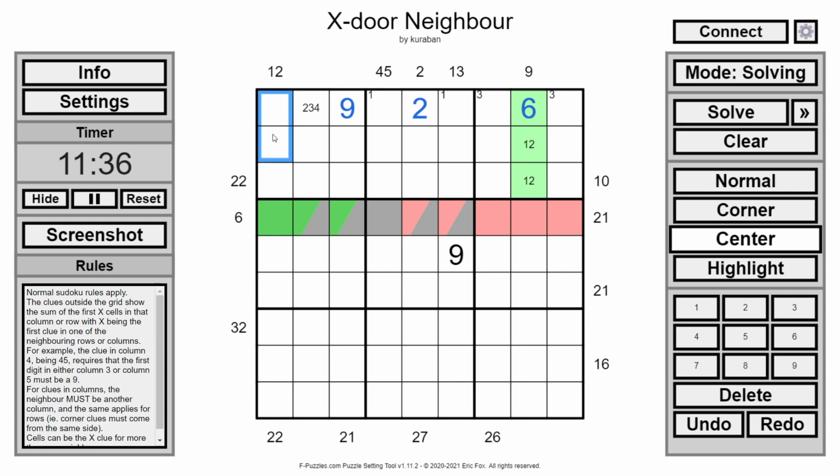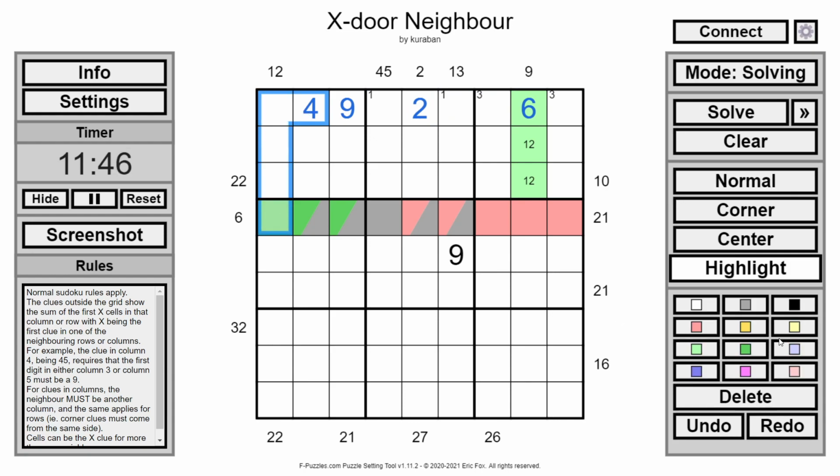Theoretically, we could have like 4 and 8. But if we look at the row again, we've already used 1, 2, and 3. So this must be a 4, which means this must be blue like this. And there are literally 2 ways of making 12 in 4 digits. Let me look at the options.